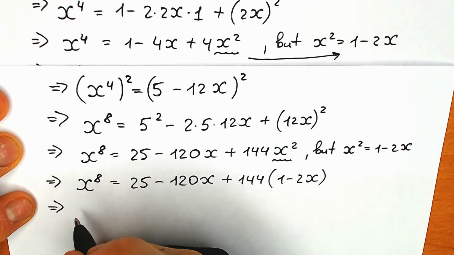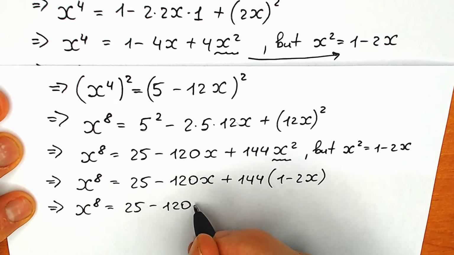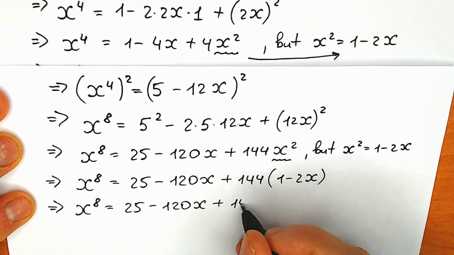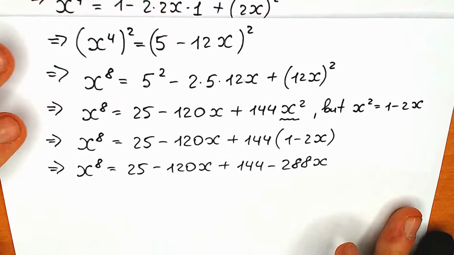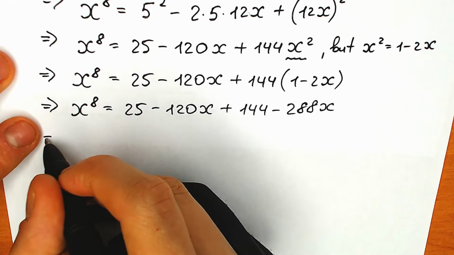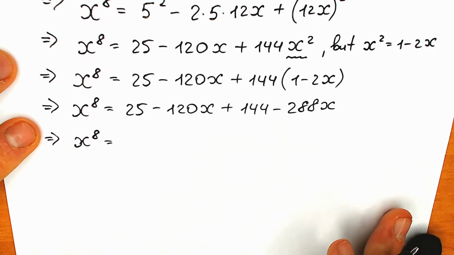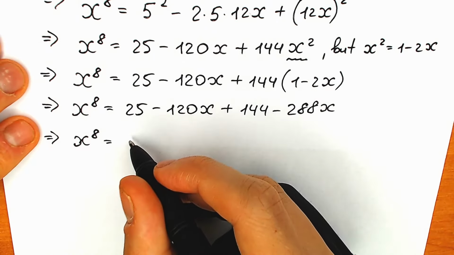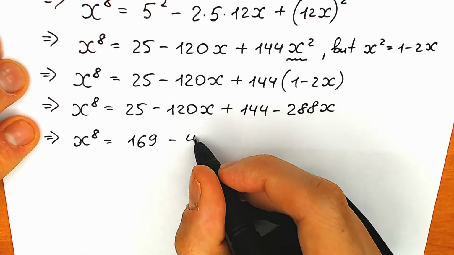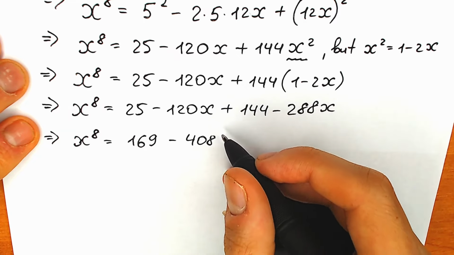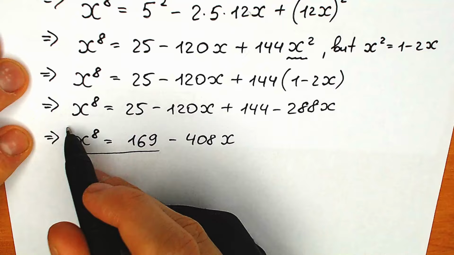So we have x to the power 8 equal to 25 minus 120x plus 144 and minus 288x. The last step is to simplify this expression real quick. So from here x to the power 8 equal to 25 plus 144, which is 169, minus 408x. So really great, this is x to the power 8.